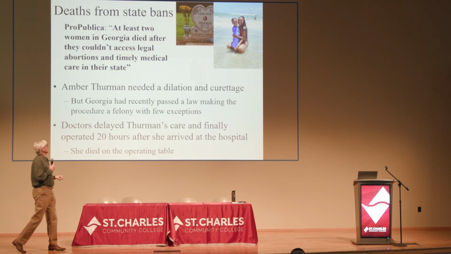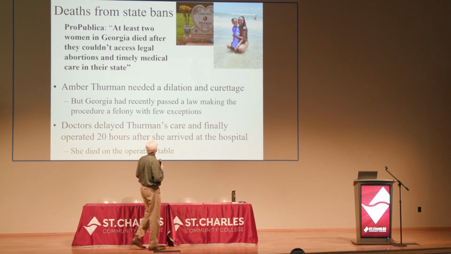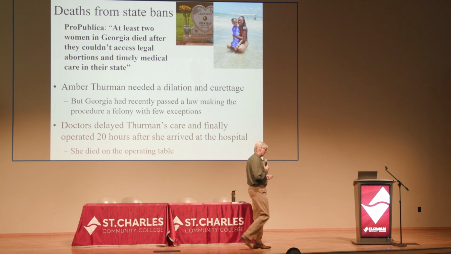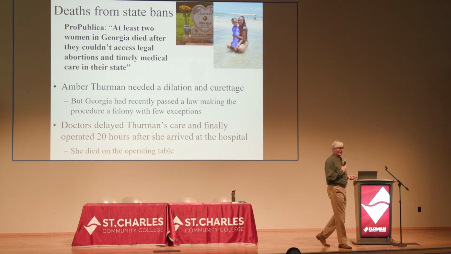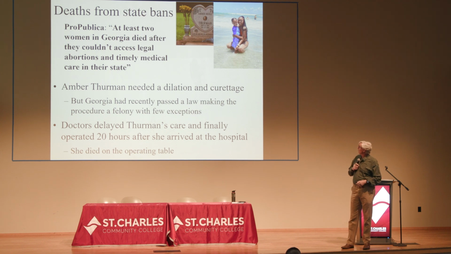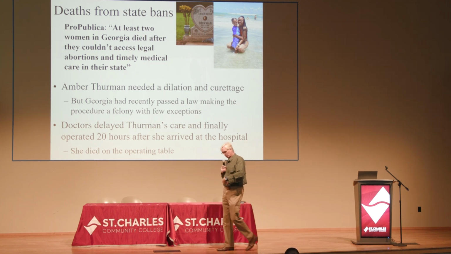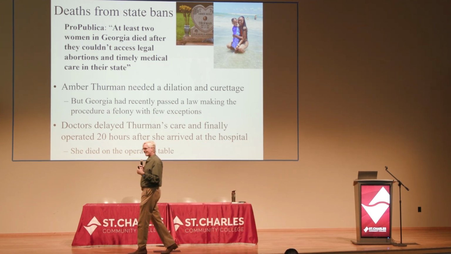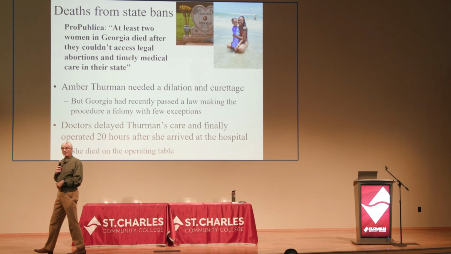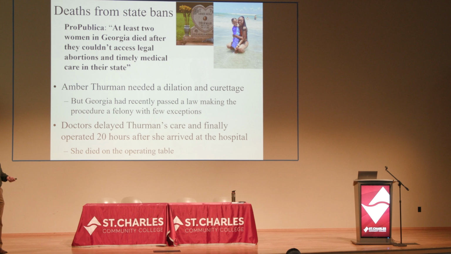I don't know if you follow the news. Just last month, we had 2 women die in Georgia. One of them was Amber Thurman. Most of the time, the abortion pills are very effective, but sometimes the tissue doesn't completely clear out of the uterus, and that tissue can go bad. And so what you basically need is what's called a D&C, which clears out the uterus, and it can be perceived as an abortion. It isn't really, but it can be seen as an abortion.